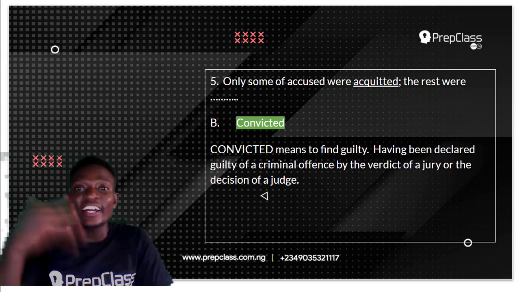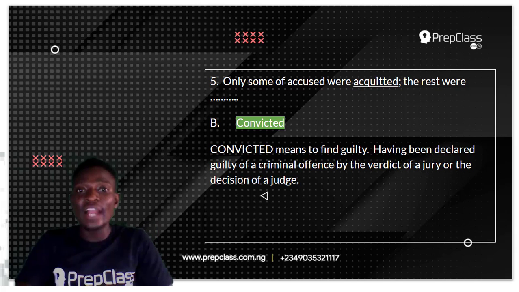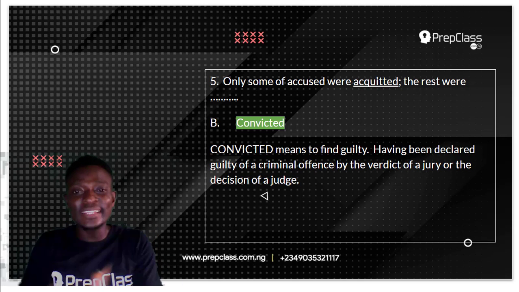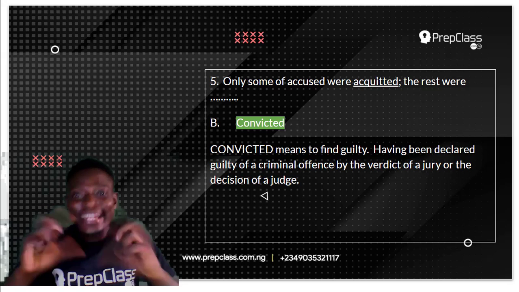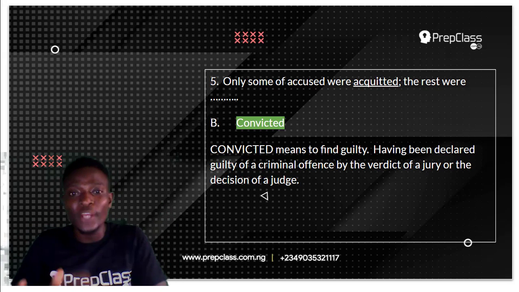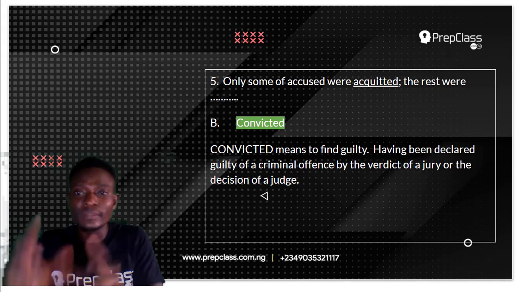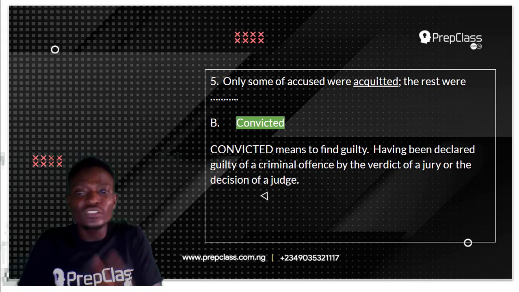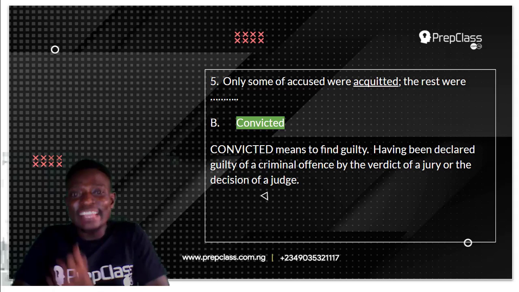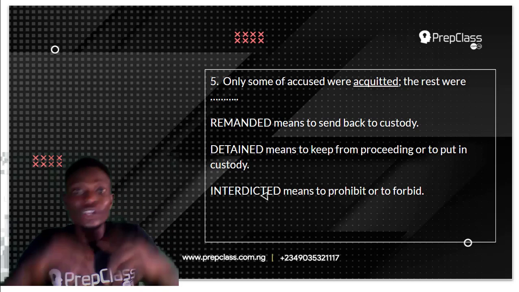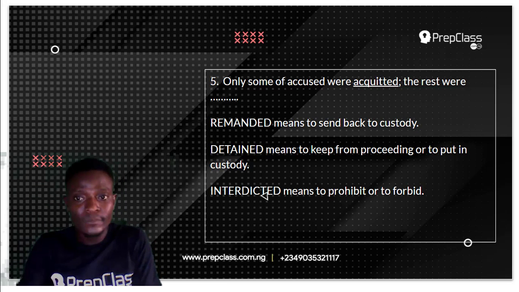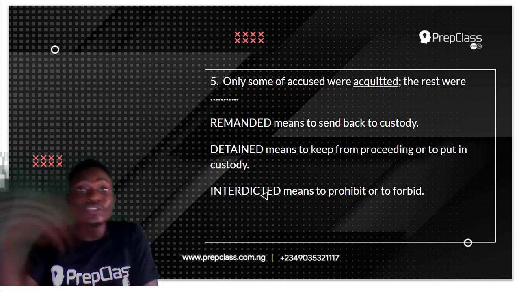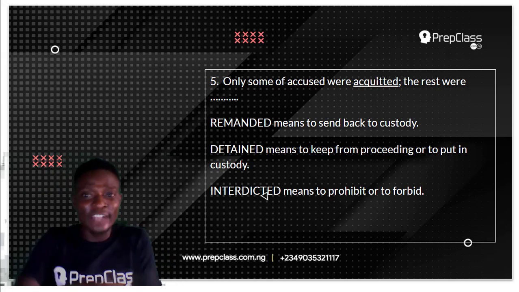So, only some of the accused were acquitted, the rest were convicted. Now, the word convicted means to find guilty, having been declared guilty of a criminal offense by the verdict of a jury or the decision of a judge. Remember, acquitted means found not guilty. So, convicted is the opposite of acquitted. It is not remanded because remanded means to send back to custody. You have not been found guilty, but they are still working on the case, so you are still being remanded. You have been sent back to custody.